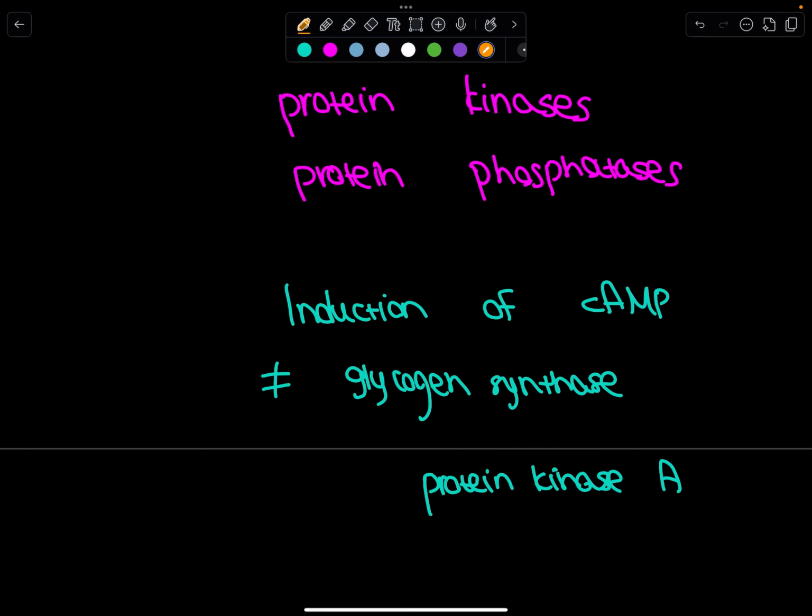Protein phosphatase goes from glycogen synthase B to A. Protein kinase goes from A to B. And B is less active, A is activated.